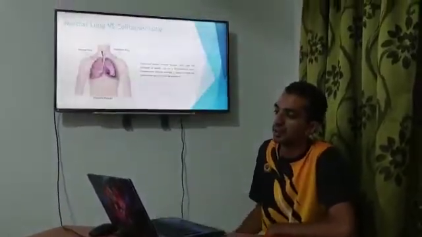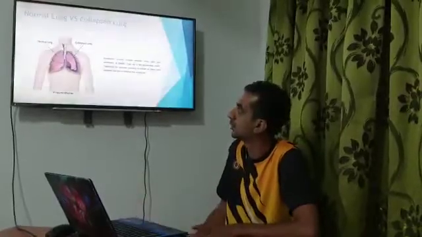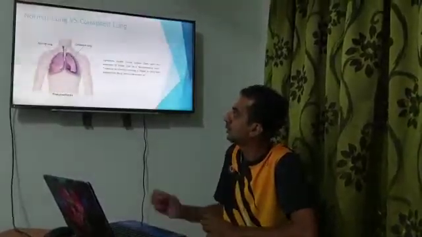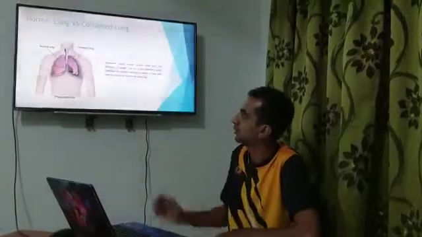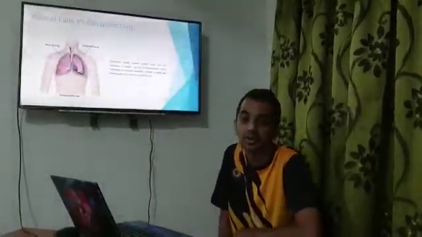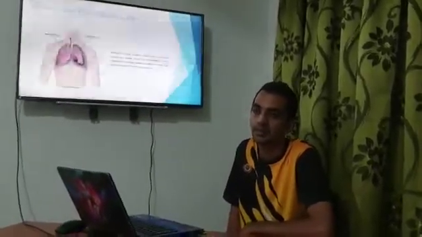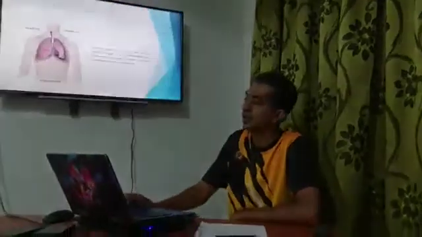Later on, I go to the normal lung versus the collapsed lung. Normal lungs look like a different shape, and collapsed lungs will be easily displayed between the normal lungs. Symptoms usually occur when the child has chest pain or shortness of breath. It could be life-threatening, and such events can also happen to the lungs.